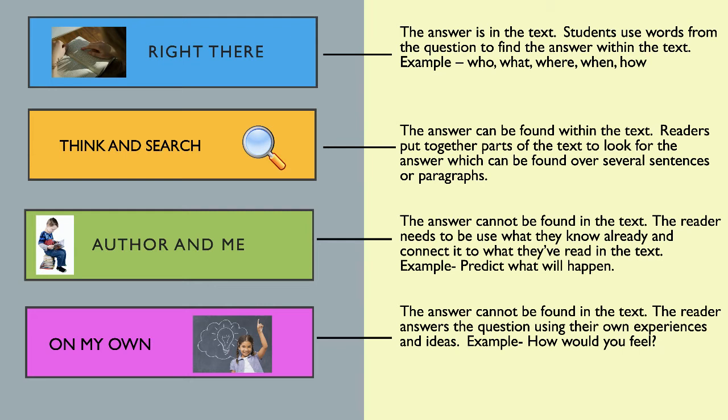Then author and me. This is where they cannot find the answer directly in the text. They need to make inferences, use the story, and connect it to what they already know with what they're reading. An example question could be, can you predict what will happen?